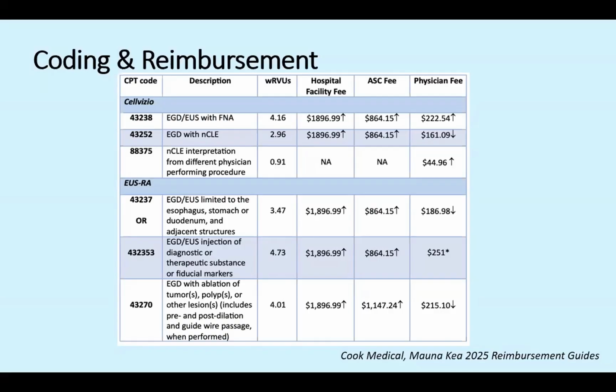This is a busy slide. I'm going to walk through it. The biggest thing is you are going to have two codes to use with Cellvizio. The first is 43238. You do not want to use the 43242. That's another alternative EUS that's actually a lower facility payment fee. So you really want to get the most bang for your buck. And then you want to use the 43252 to capture the endomicroscopy portion that you're doing. When you combine these two, the payout is just under $4,000 for the facility.